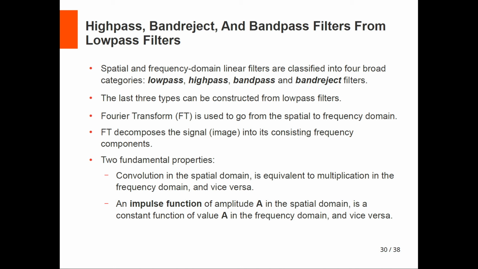The other property is with regard to the impulse function. If we have an impulse function of amplitude A in the spatial domain, it is going to be a constant function of value A in the frequency domain, and vice versa, which means that if we have an impulse function of amplitude A in the frequency domain, in the spatial domain, its transform is going to be a constant function of value A.